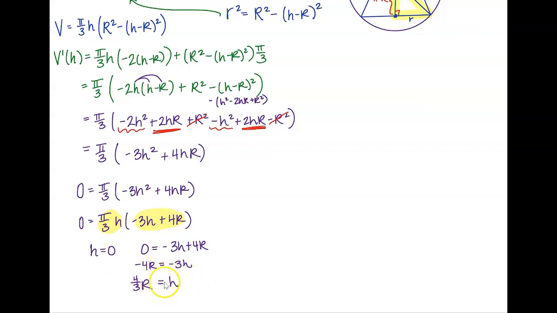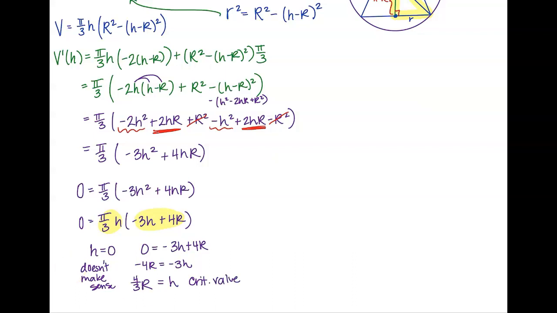So this critical value, 4/3 R, is the one we're going to move forward with because h being 0 doesn't make sense, right? Because this is a height. So this one doesn't make sense. We're not going to use it. We're going to move forward with h equals 4/3 R, right? So this right here is my critical value.